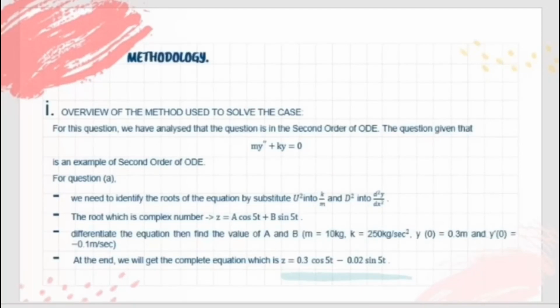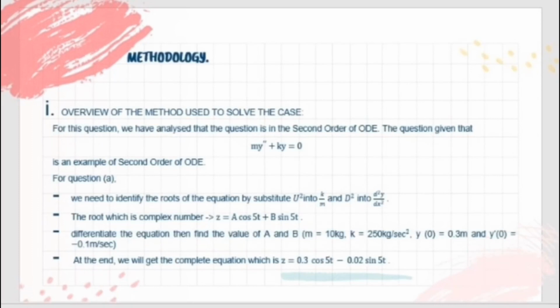Methodology 1. Overview of the method used to solve the case. For this question, we already analyzed that this question is in the second order of ODE. The question given, my prime plus ky equal to 0, is an example of a second order ODE. Why is the question in the second order? This is because the highest order of the unknown y is 2, which is also familiar as d squared y over dx squared.